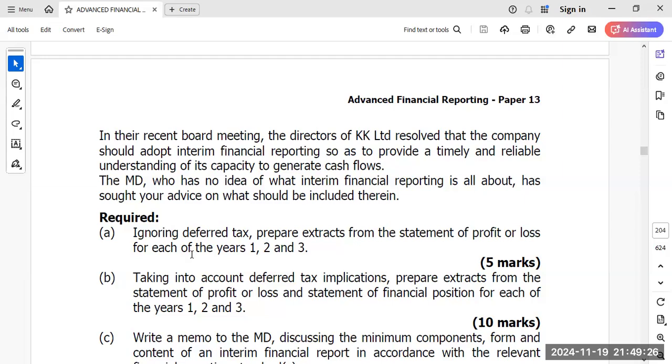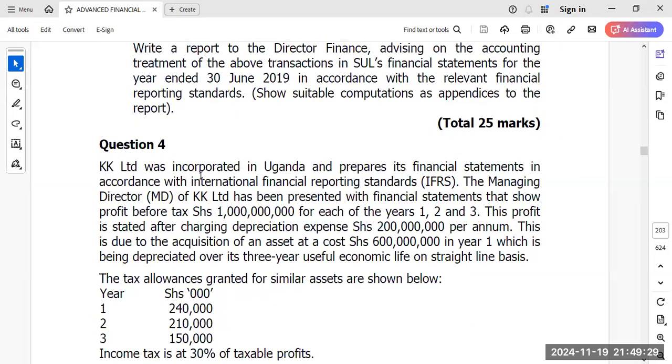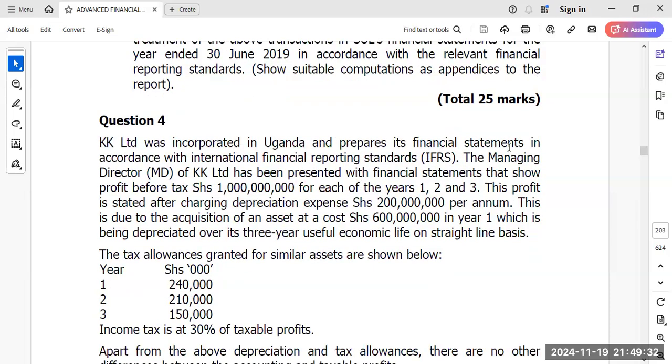Okay, let's read through our case study. They are telling us that KK Limited was incorporated in Uganda and prepares its financial statements in accordance with IFRS. The MD of KK Limited has been presented with financial statements that show profit before tax for each of the years from year 1 to year 3. So it means that each year is 1 billion as profit before tax.